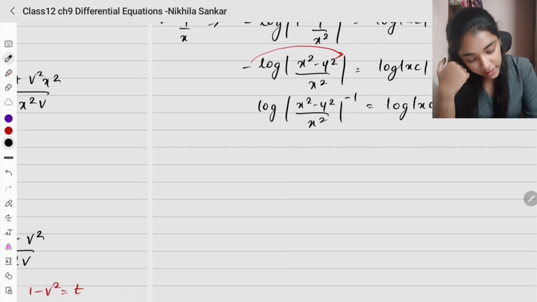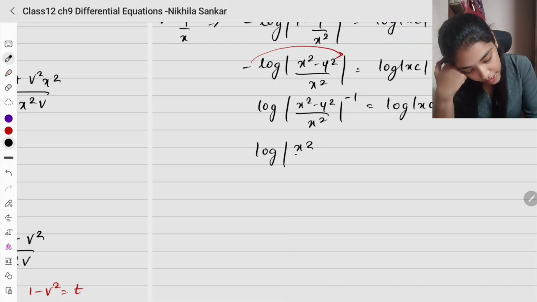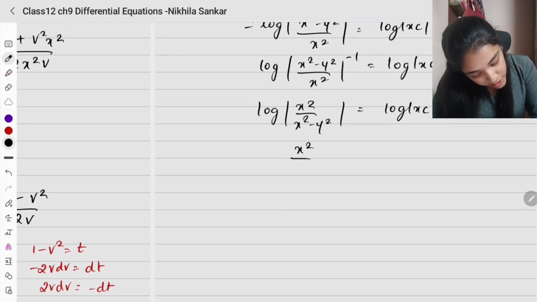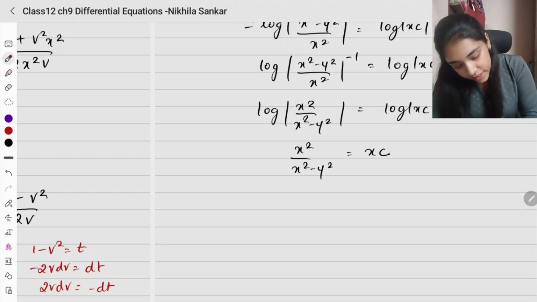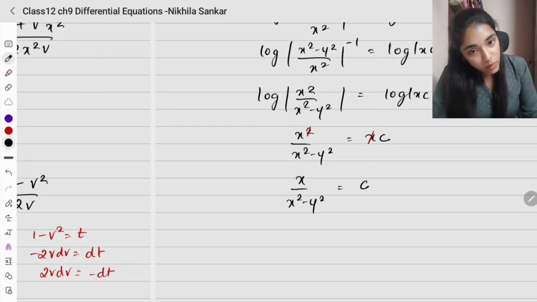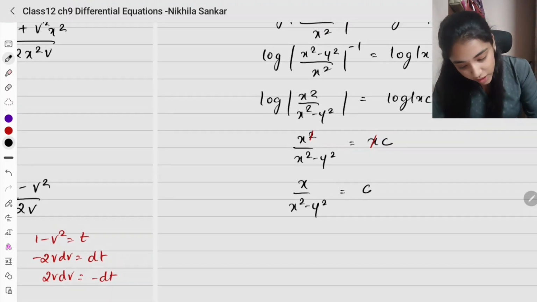Minus 1, and I can take the reciprocal. So this is going to be log of x square divided by x square minus y square equals log mod xc. Now, since there is log on both sides, I'm going to equate x square divided by x square minus y square equals xc. Correct? So now I can cancel this x and this x. So what will I have? I'll get x divided by x square minus y square equals c. Can we write the c as 1 by c? It is going to be a constant only according to the question.